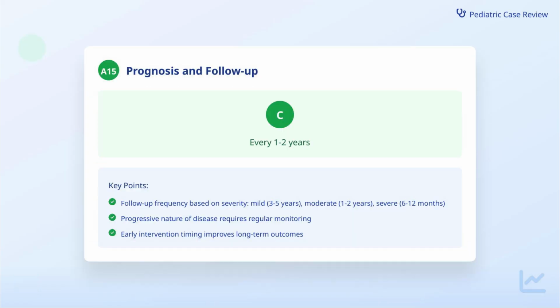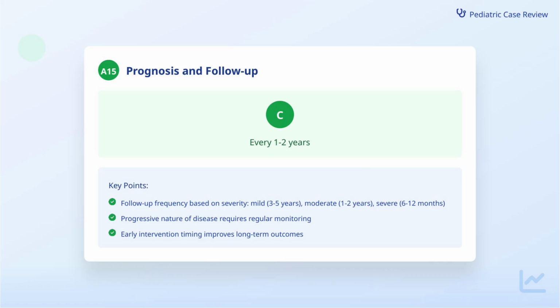The correct answer is C, every 1 to 2 years. For a stable child with moderate mitral stenosis, echocardiographic follow-up every 1 to 2 years is recommended. This interval balances the need for regular monitoring with the practical aspects of healthcare delivery. Follow-up frequency is tailored to disease severity. Mild mitral stenosis typically requires follow-up every 3 to 5 years, moderate disease every 1 to 2 years, and severe disease every 6 to 12 months.